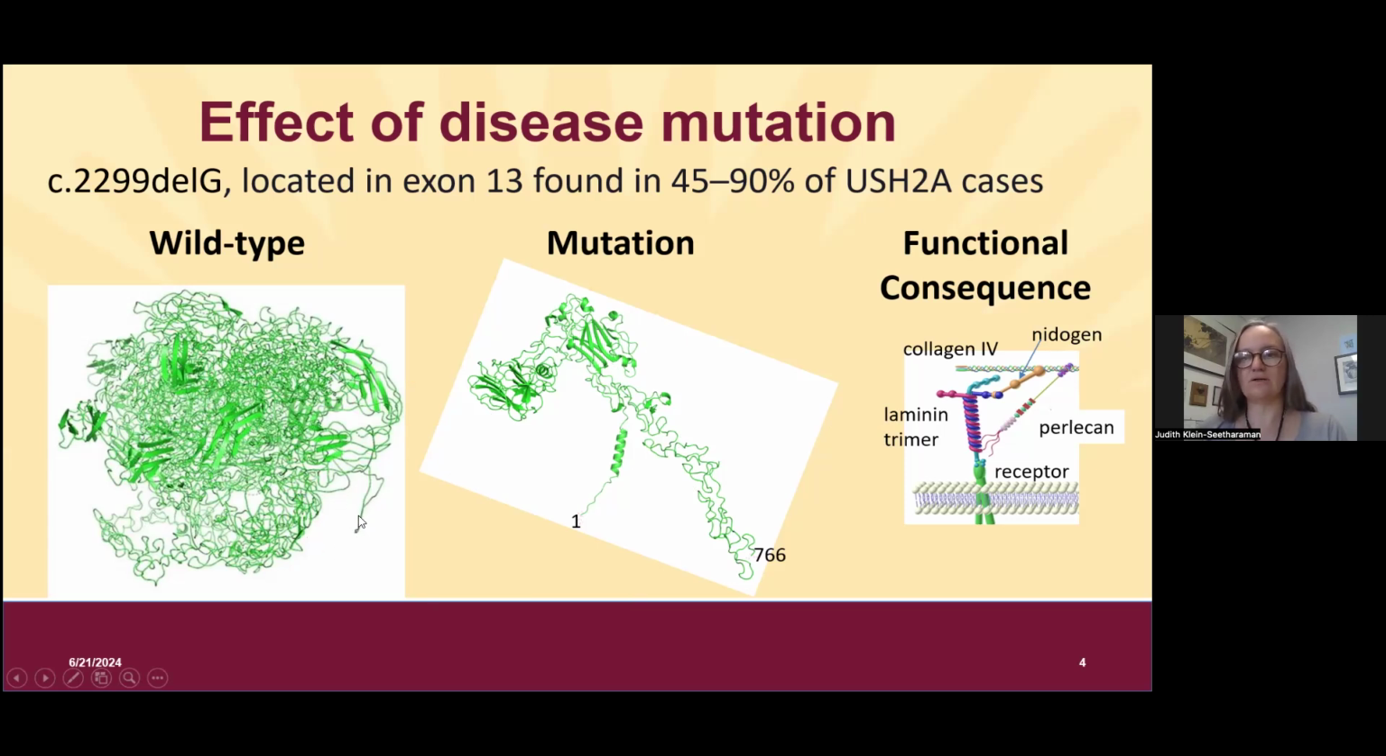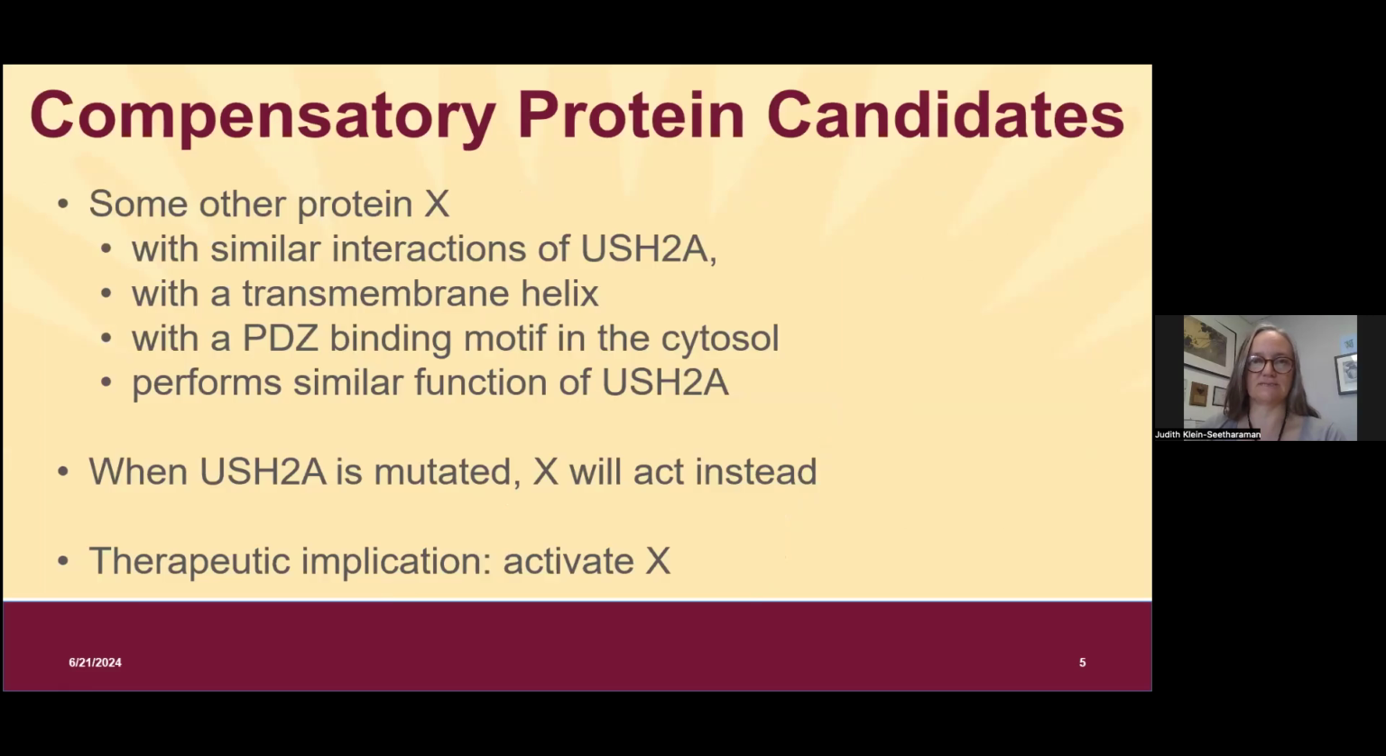So these are all hypotheses that can come out of these computational predictions that would have very profound significance for the design of interventions for this disease. And so one hypothesis that we have been investigating is, are there other proteins that might be able to compensate for the loss of function of the Usherin?